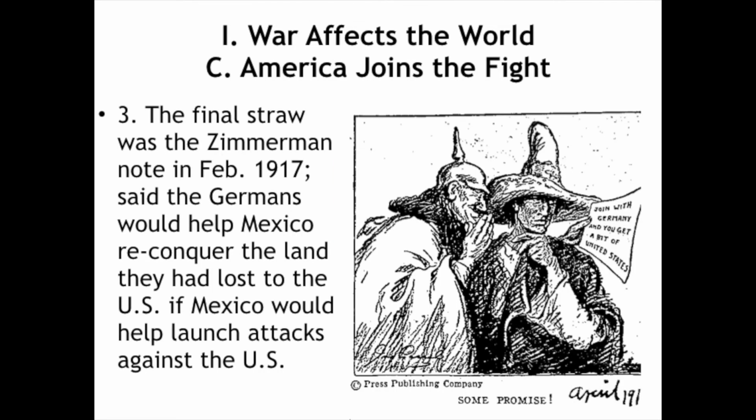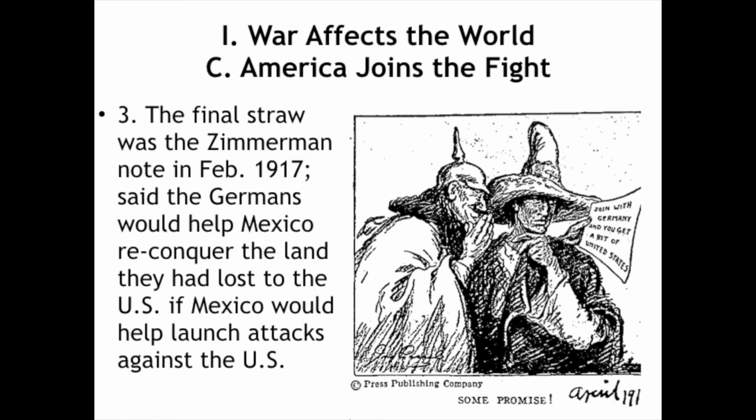That nudge would come with what is known as the infamous Zimmermann telegram. The Zimmermann telegram was a telegram sent by one of the German foreign ministers to the Mexican consulate. What this telegram said is that the Germans would help Mexico reconquer the land that they had lost to the United States in the Mexican-American War if Mexico would help launch attacks against the United States.